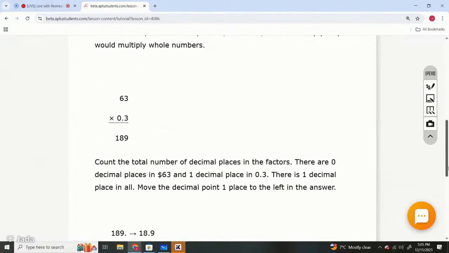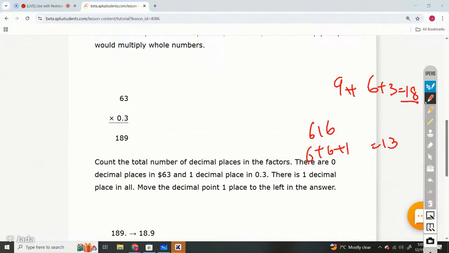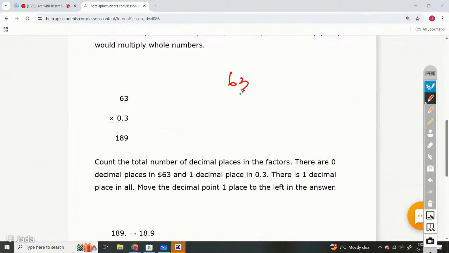63 times 0.3. So simply multiply the numbers without the decimal point. You have to do 63 times 3. 3 times 3 is 9, 3 times 6 is 18. We have only one decimal place, so move the decimal point from here to here. 18.9 it is. The correct option is 18.9.